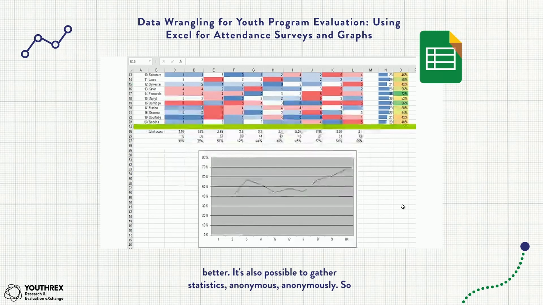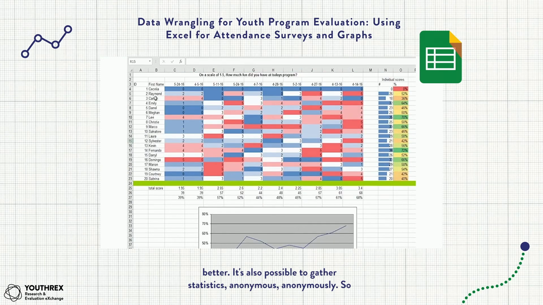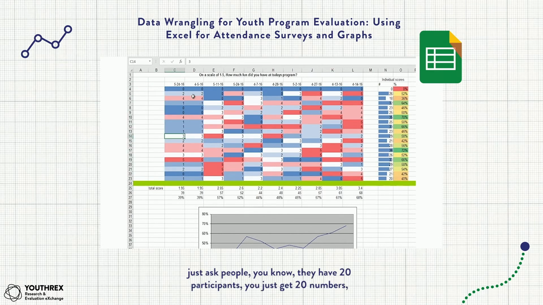It's also possible to gather statistics anonymously. So if you just got rid of these first 2 columns and just went through and asked people, they have 20 participants, you just get 20 numbers and you put those down. You do the same thing for each of the program days.